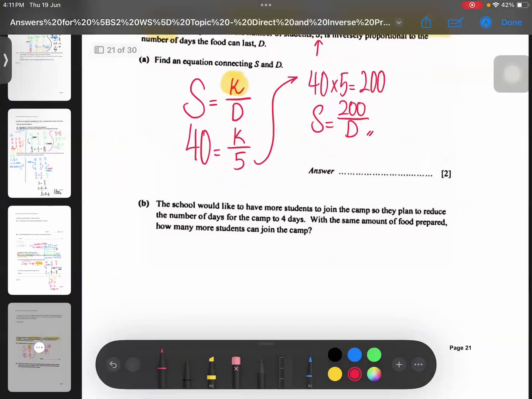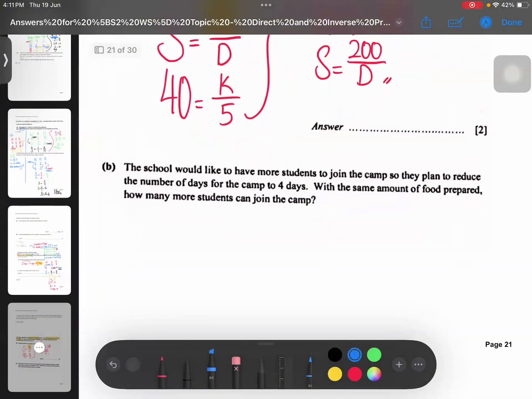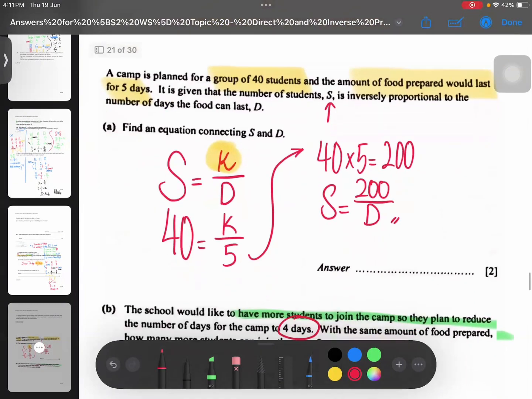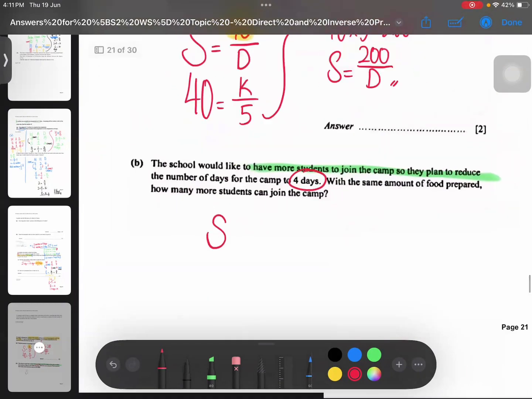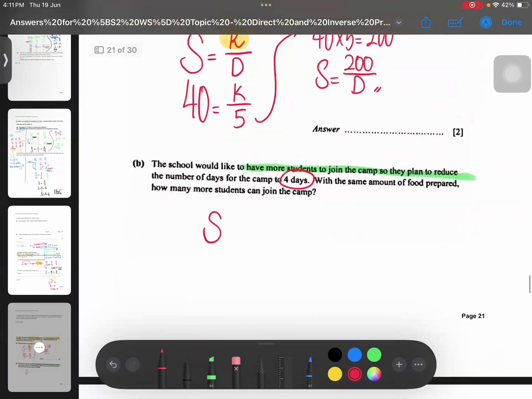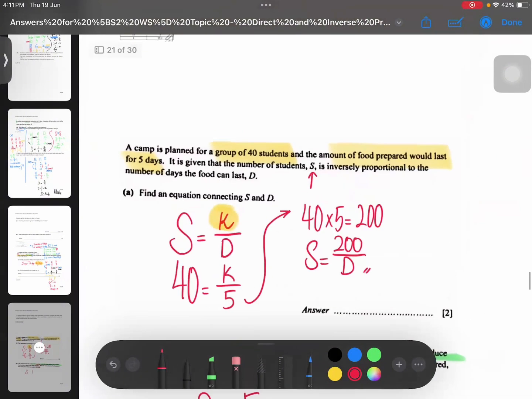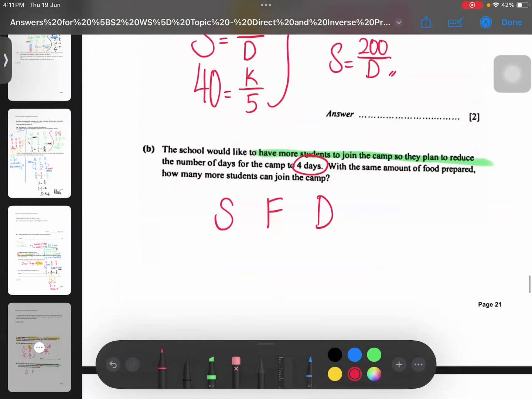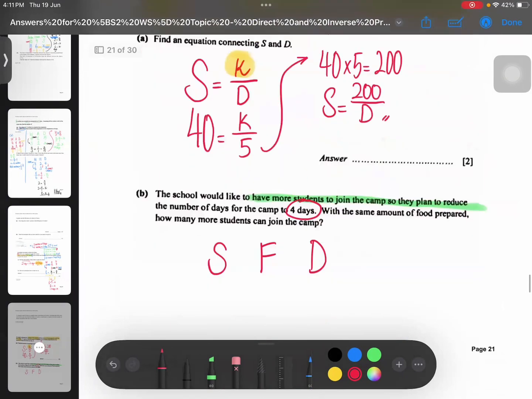Now, the school would like to have more students. The school says, hey, we need to let more students come now. Even though we don't have enough budget for more food, we will have more students come, then now we will reduce the number of days. Okay? So we reduce the number of days to how many? 4 days. So we write S over here. What else do we have? Students. After that, we also have food, correct or not? After that, we also have days. Agree or disagree? All right.